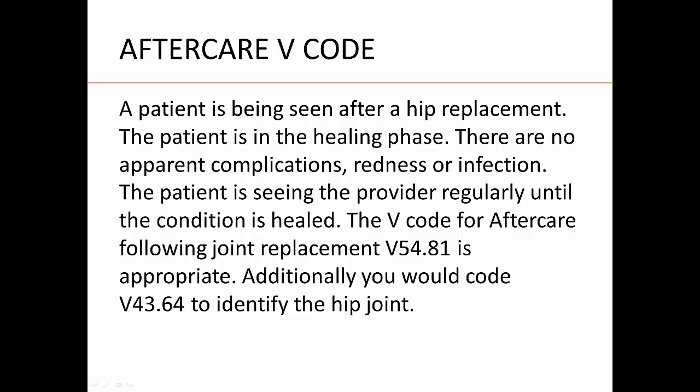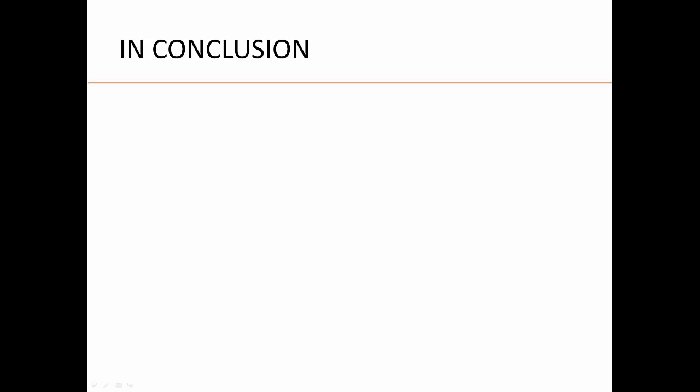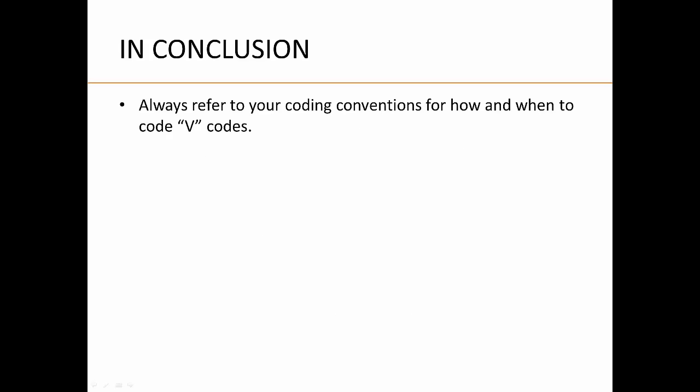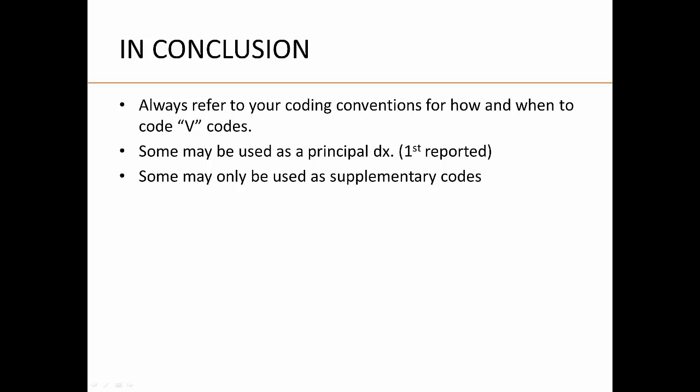Okay, now we have just a few additional tips. Always refer to your coding conventions for how and when to code V codes. Some can only be used as a principal diagnosis or the first reported. Some may only be able to be used as a supplementary code or secondary diagnosis. Some may have fourth or fifth digits.